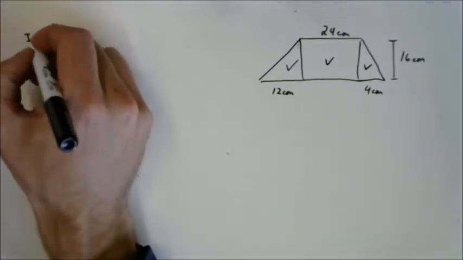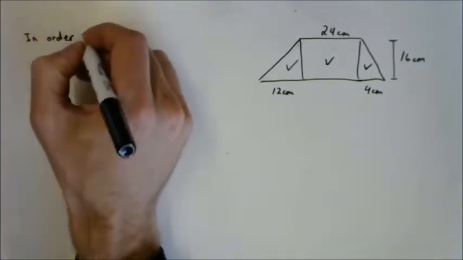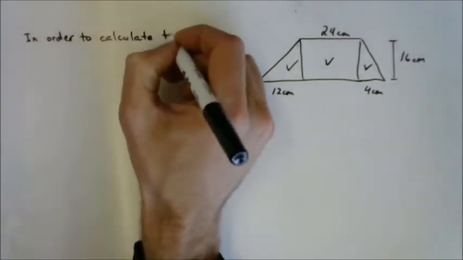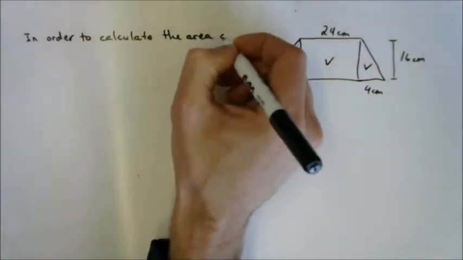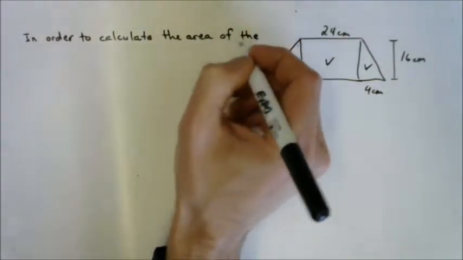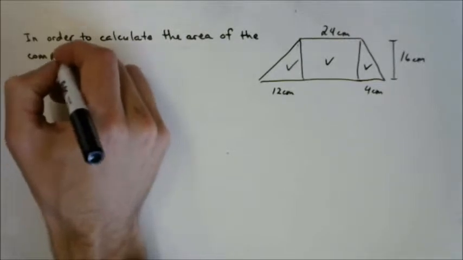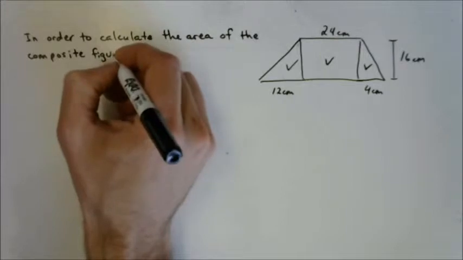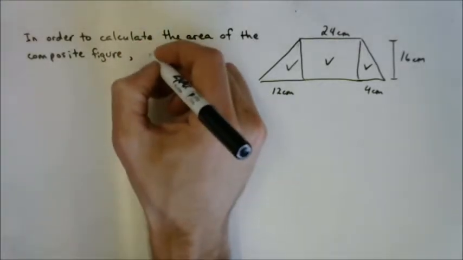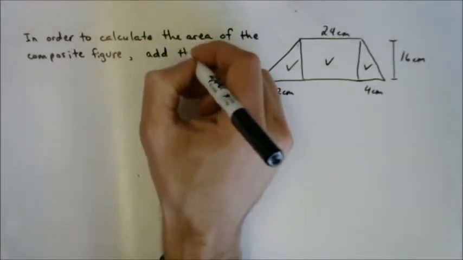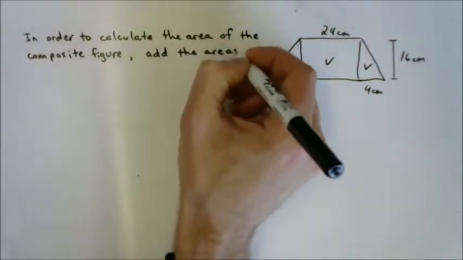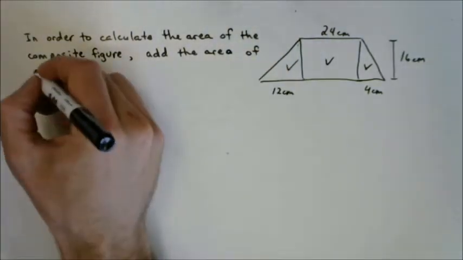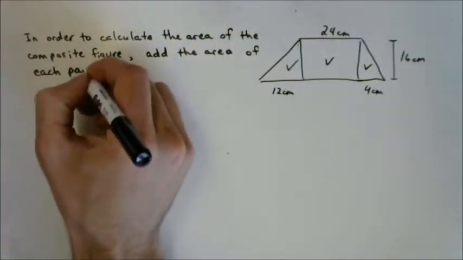So a little note, in order to calculate the area of the composite figure, add the area of each part.